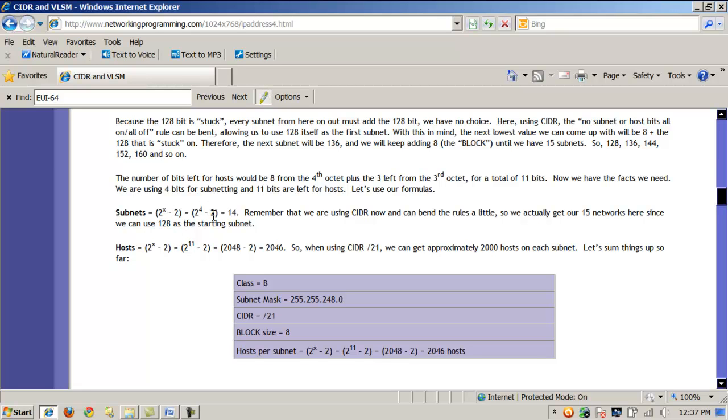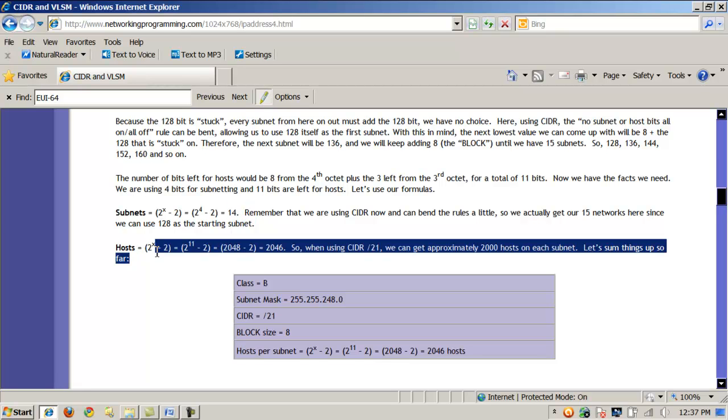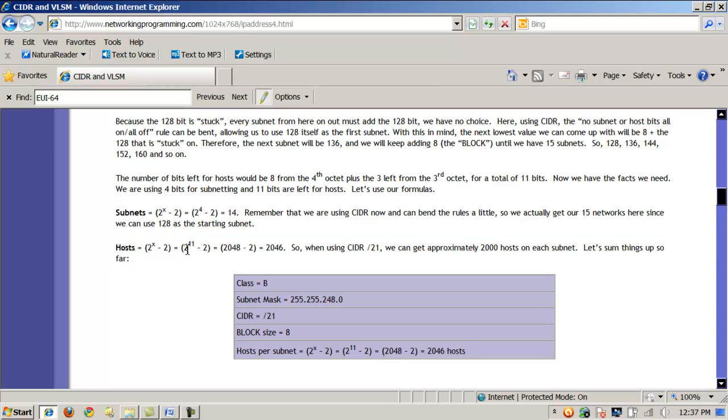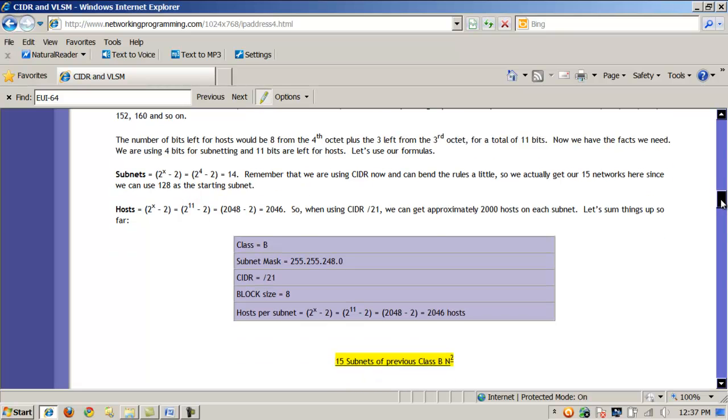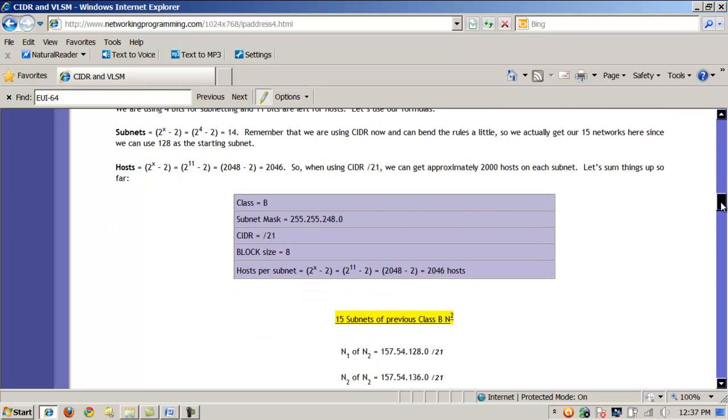And again, if we were to apply our formula, think about it. 2 to the power of x minus 2, or 2 to the power of 4 minus 2, there's our 14 subnets, plus the original subnet, so 15. And our hosts, 2 to the power of x minus 2, so 11 bits, 2 to the power of 11, gives us about 2,046 hosts for each of those subnets.